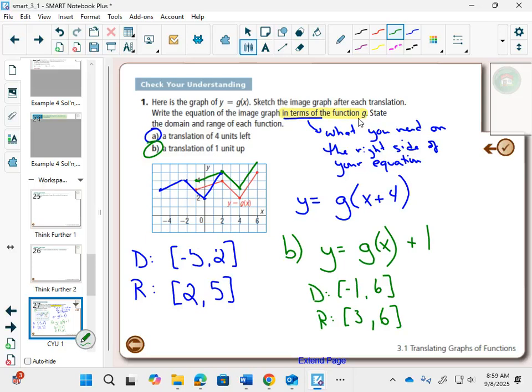And now that I'm done the equation, I read it again. Here's the graph of g of x. Sketch the image of each graph. I did that. Write the equation in terms of the function g. I did that for both of them. State the domain and range of each function. I did that as well.